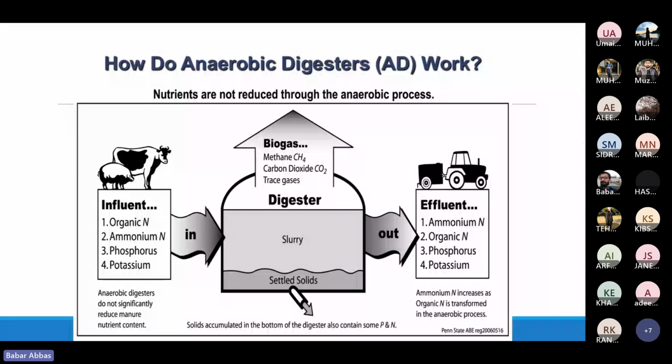This is another elaboration of the process. This process is showing what happens inside the reactor. There are two phases. The first phase is acid forming bacteria and the second phase is the methane forming bacteria.